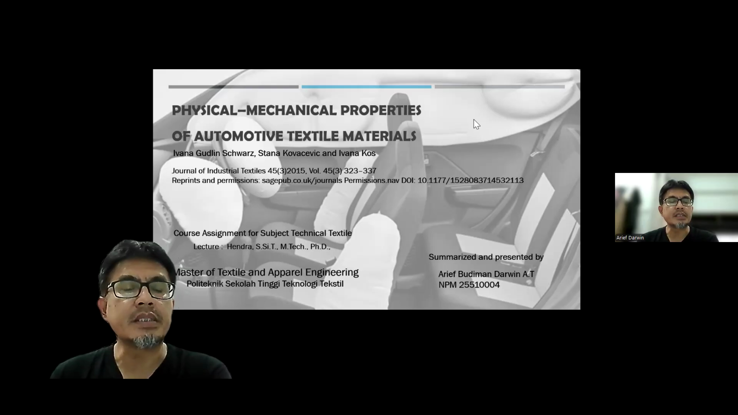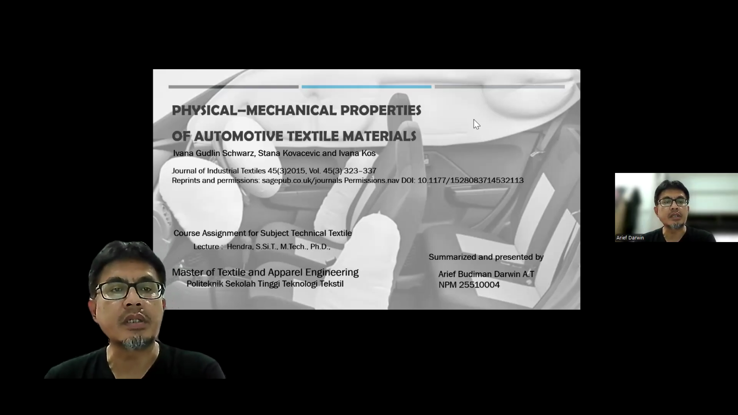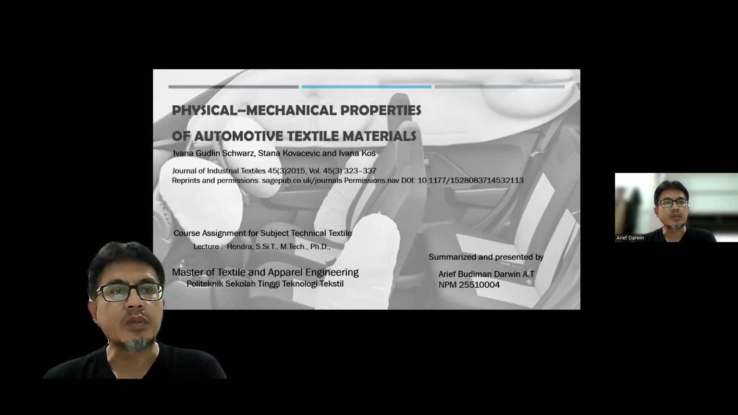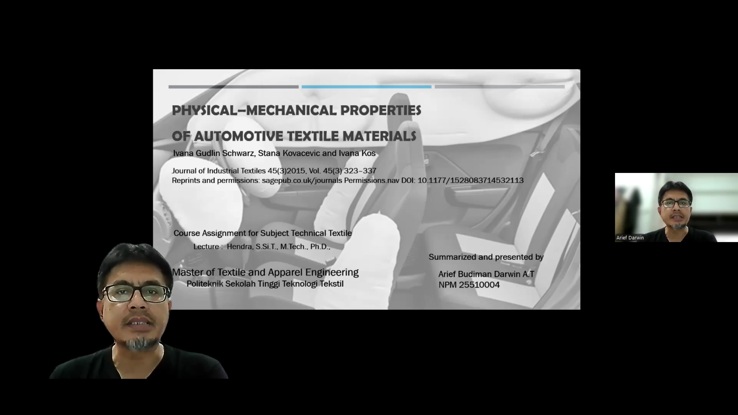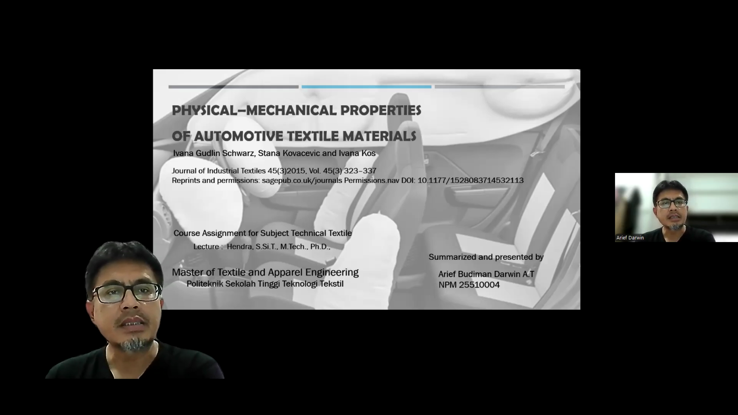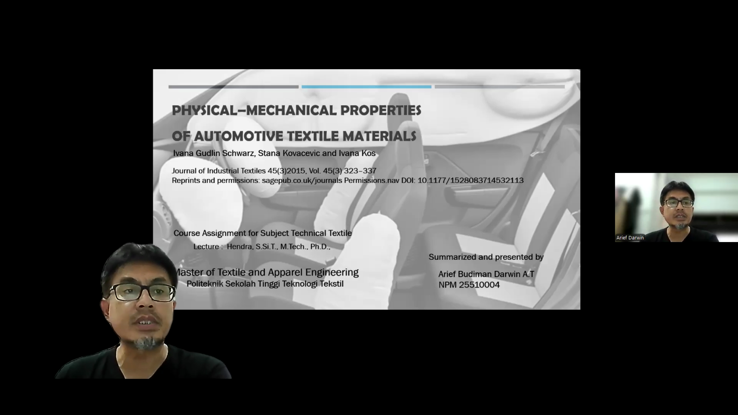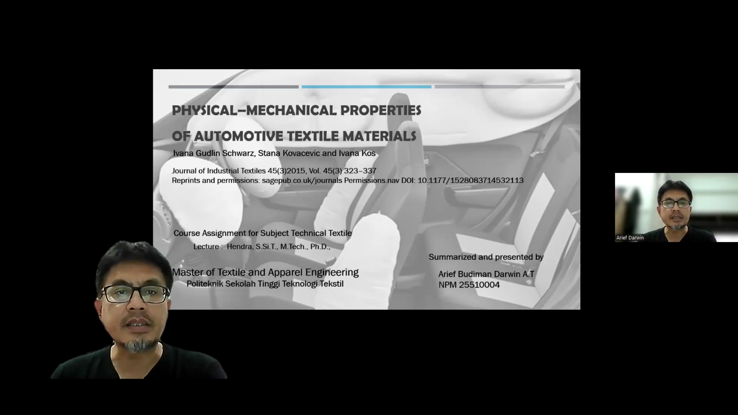I will present the journal titled "Physical Mechanical Properties of Automotive Textile Materials," made by Ivana Gudlin Schwartz, Stana Kovacevic, and Ivana Kos. This journal is taken from the Sage journal.